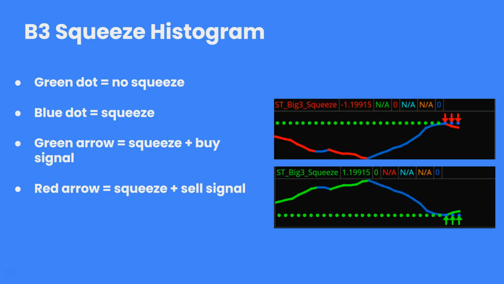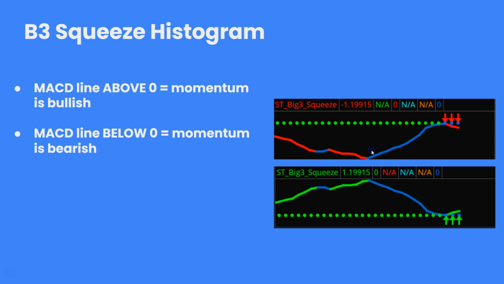The green dot means there's no squeeze. A very sad thing indeed. The blue dot means we got an active squeeze. We got a live one. The green arrow means we have a squeeze and a buy signal. And the red arrow means we got a squeeze and a sell signal.